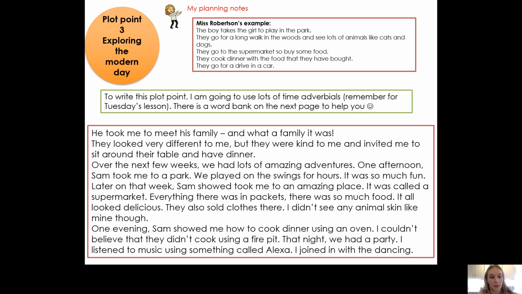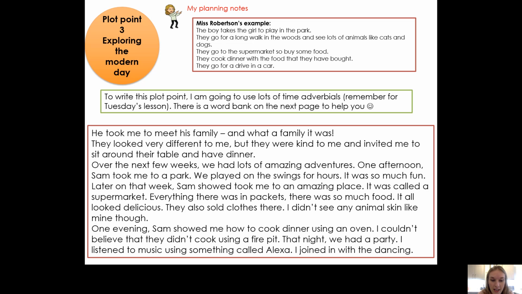One afternoon, Sam took me to a park. We played on the swings for hours. It was so much fun. Later on that week, Sam took me to an amazing place. Sorry about that there. I should have just not had the word showed. Okay. It was called a supermarket. Everything there was in packets. There was so much food. It all looked delicious. They also sold clothes there. I didn't see any animal skin like mine though.